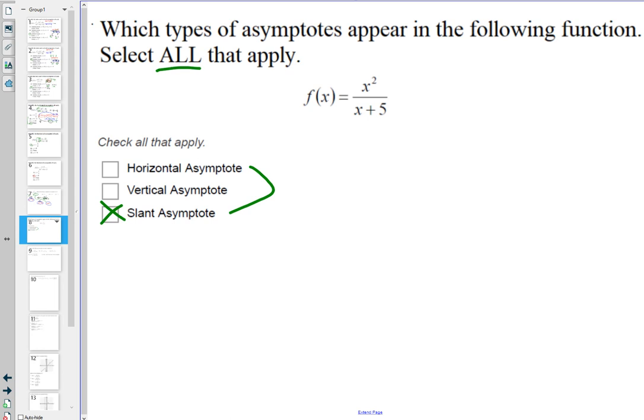And I can see that I will have a discontinuity. I don't know yet if it's going to be a vertical asymptote or not, but I know that x can't be negative 5. Does that cancel with anything in the numerator? So it's not a hole, it would be a vertical asymptote.